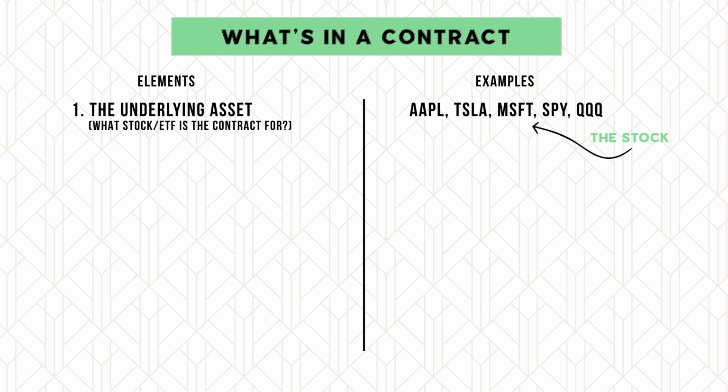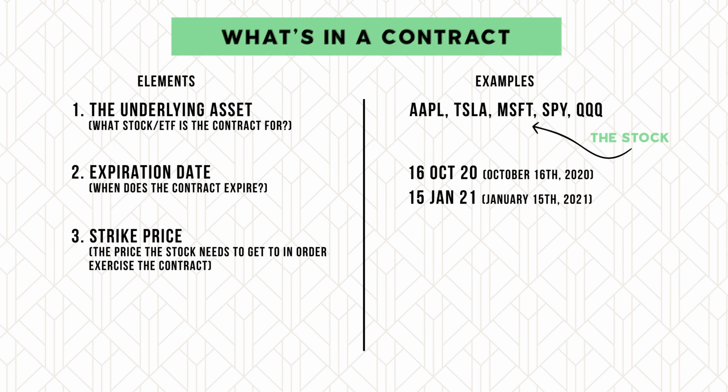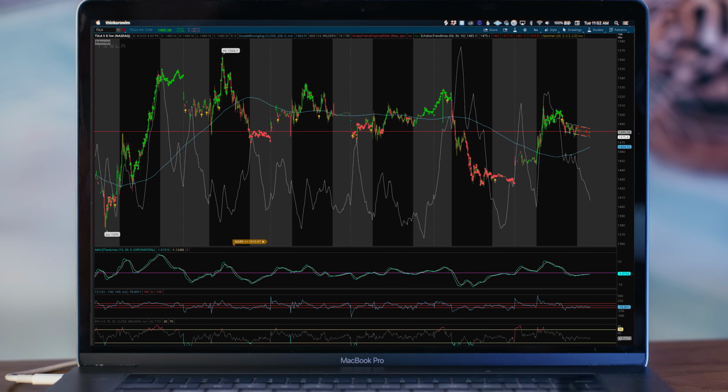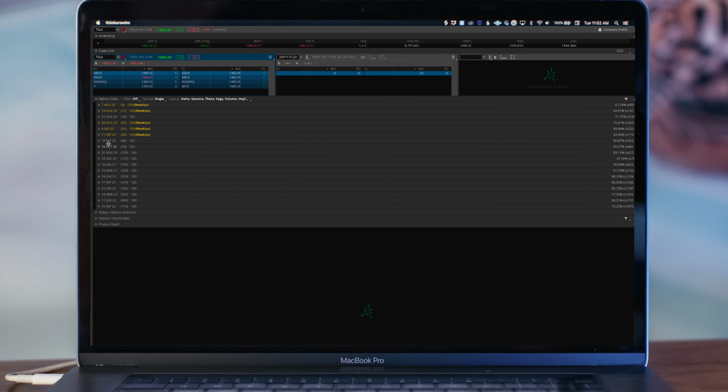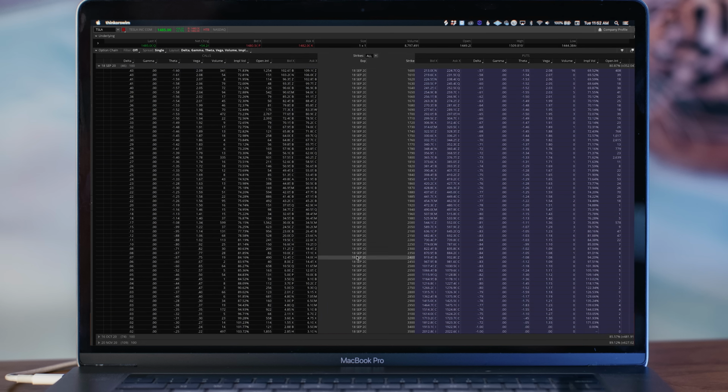Now, each contract by its nature has an expiration date. Here in the US, the standard expiration dates are the third Friday of every month. You also have non-standard expiration dates like every Friday, and those are known as weeklies. So you have the stock, then you have the date the contract expires. Next, you have the strike price. The strike price is basically where you think that stock's price will be when the contract expires. So let's say you think the Tesla stock is gonna hit $2,000 by the third Friday in September. Well, you could buy an options contract for it, and in that case, the strike price would be $2,000.